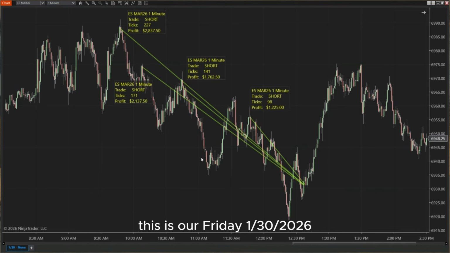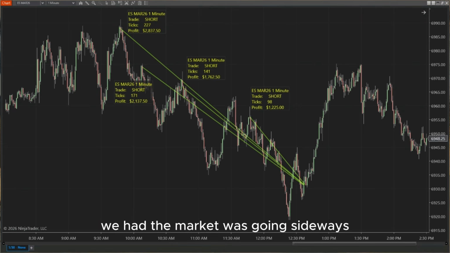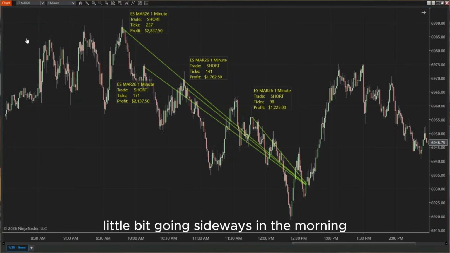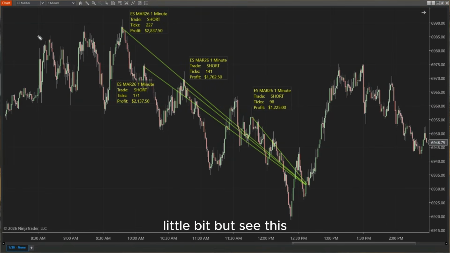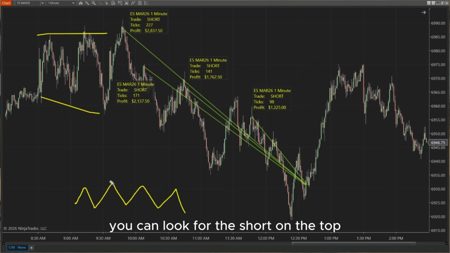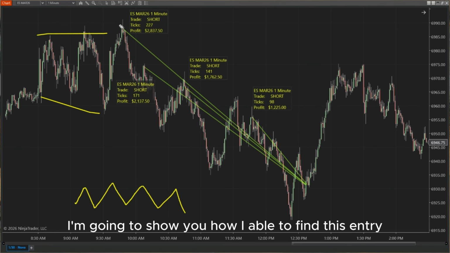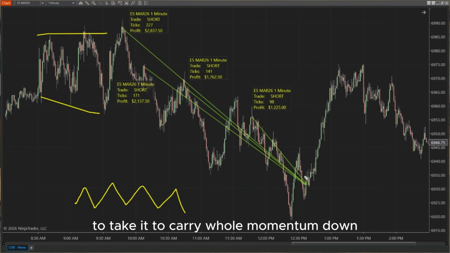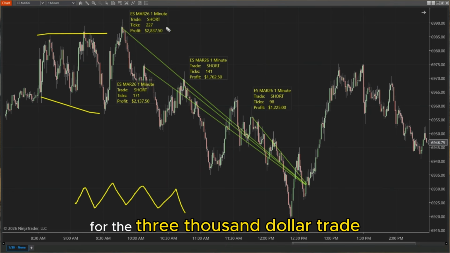This is Friday, guys. This is our Friday, 1:30, January 30th. The market was going sideways a little bit early in the morning. But remember I told you something about when the market is going sideways, you can look for the short on the top, long on the bottom, going into the range. Let me show you how we can find out. And also, I'm going to show you how I found this entry to carry the whole momentum down for the $3,000 trade.